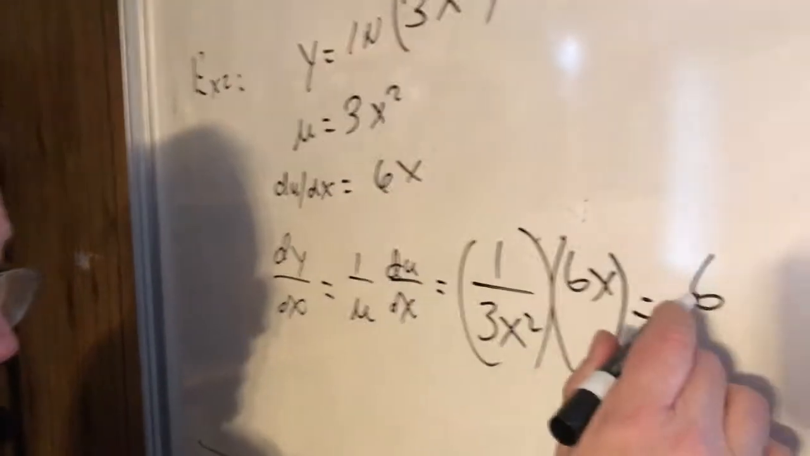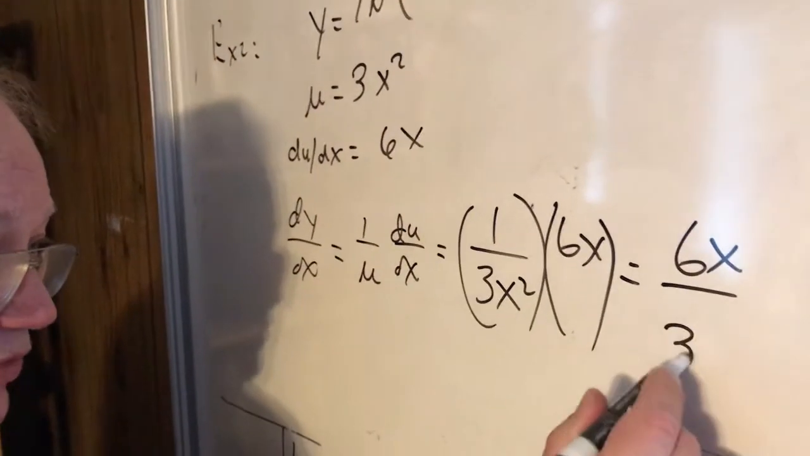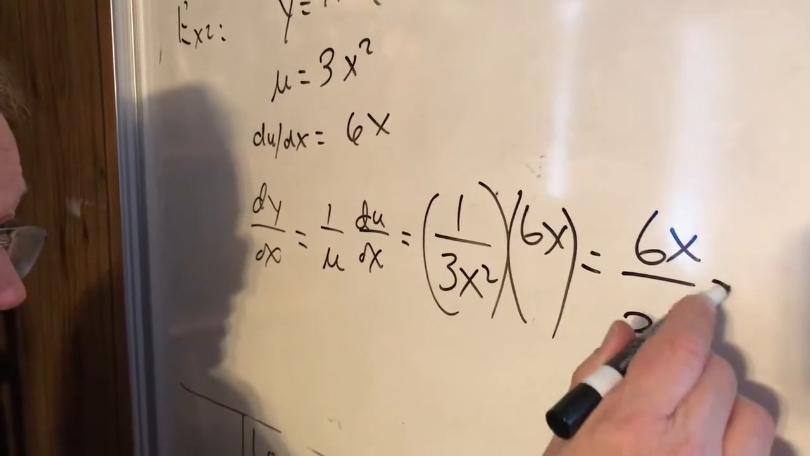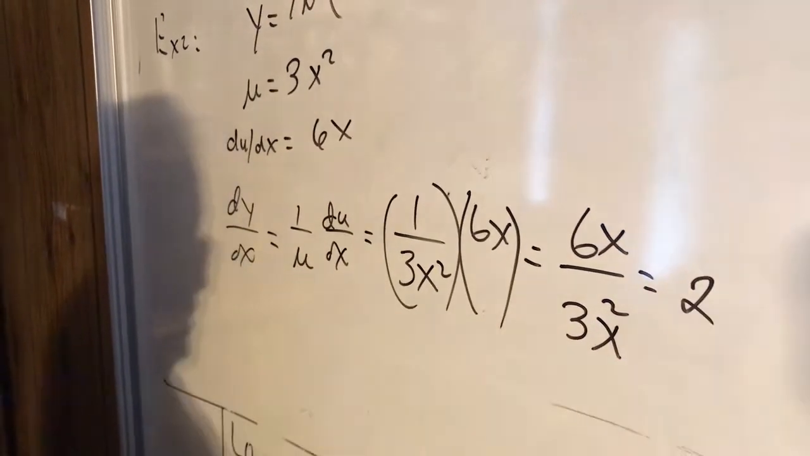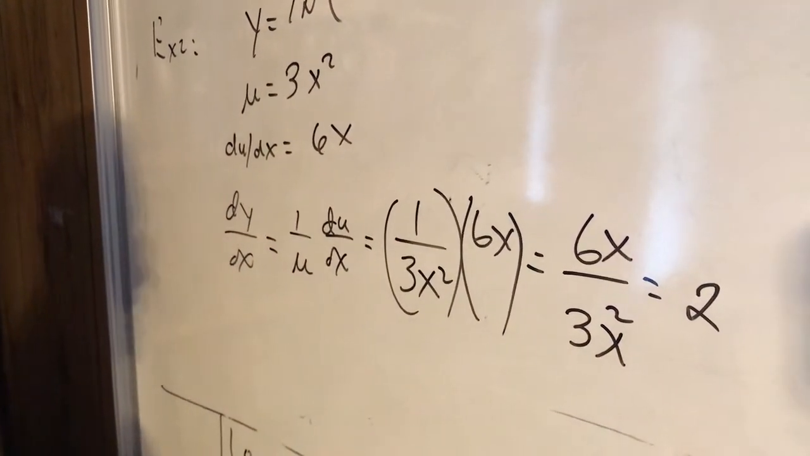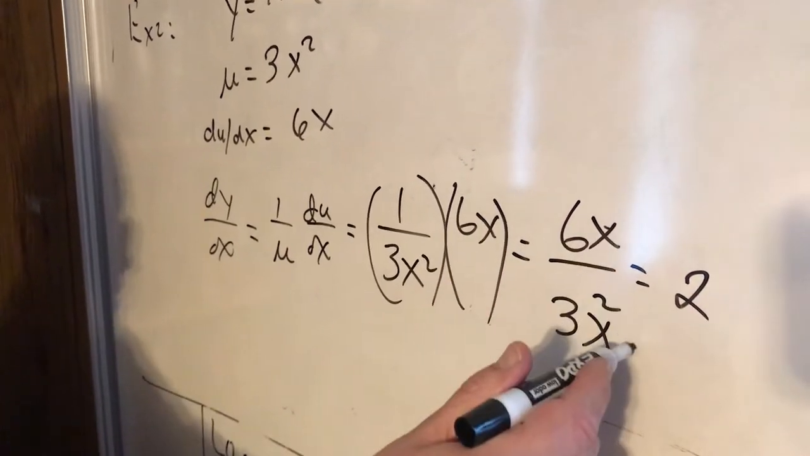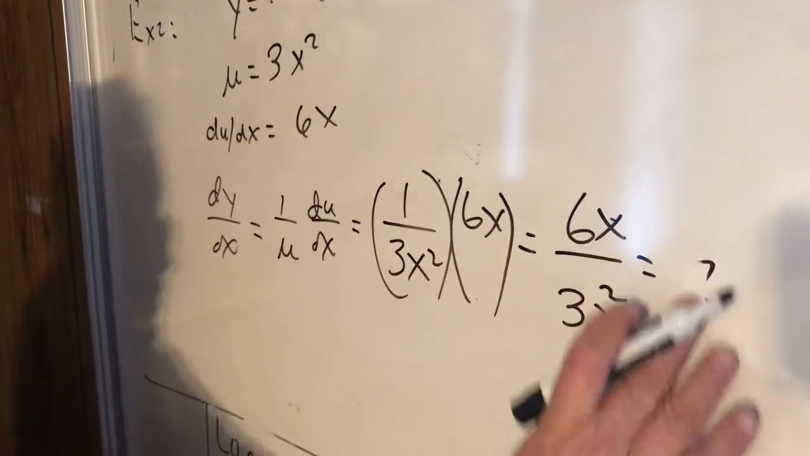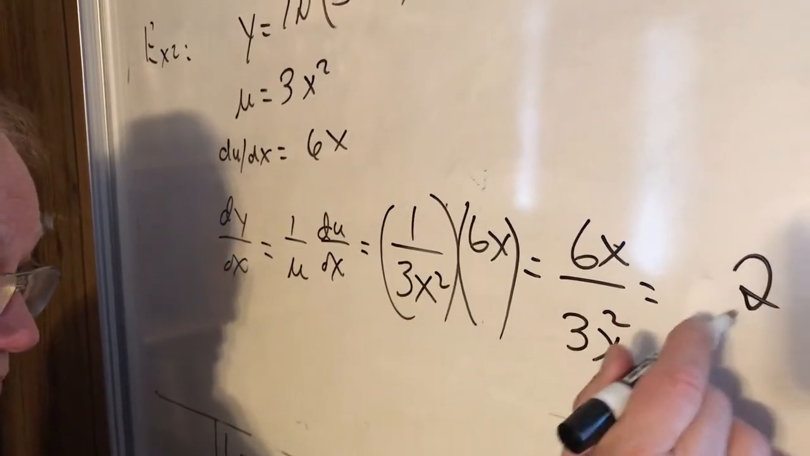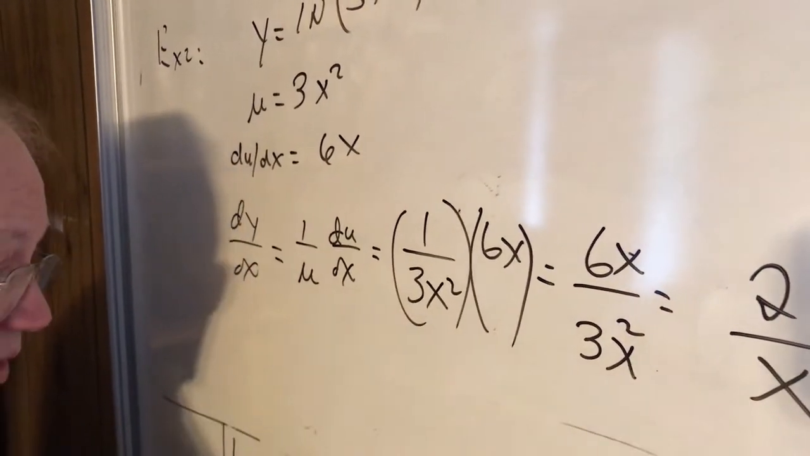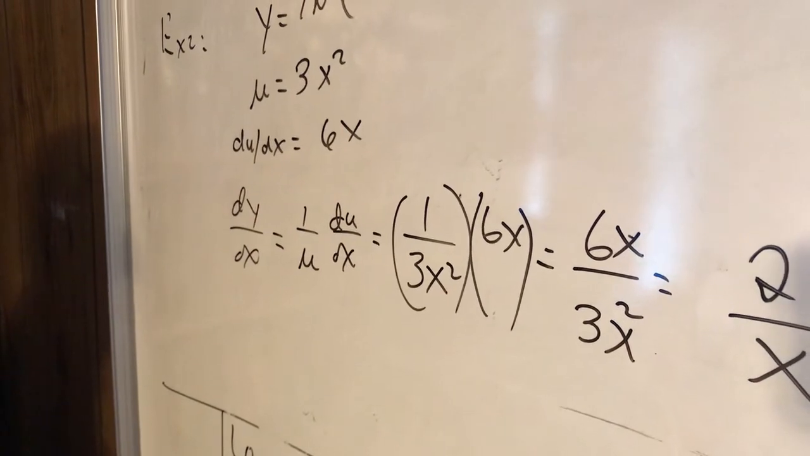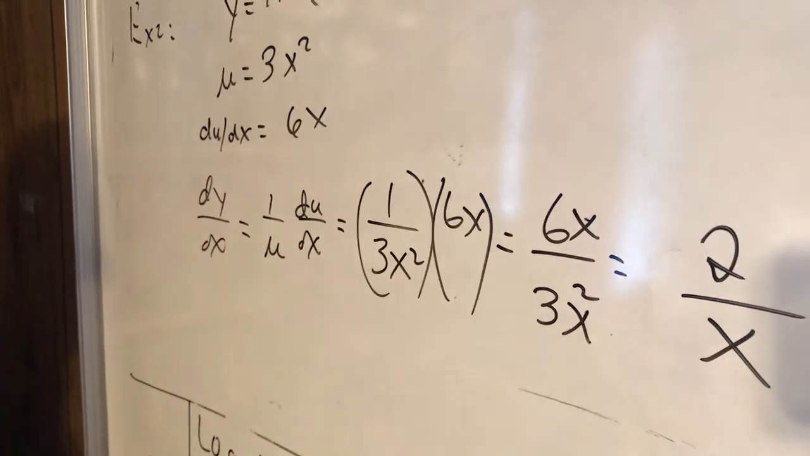So that's 6x over 3x squared. 3 into 6 is 2. Okay, I can bring this up here, or I can bring this down here and make this a negative. So I'm going to get 2 divided by x. And that's my derivative of the log of 3x squared.